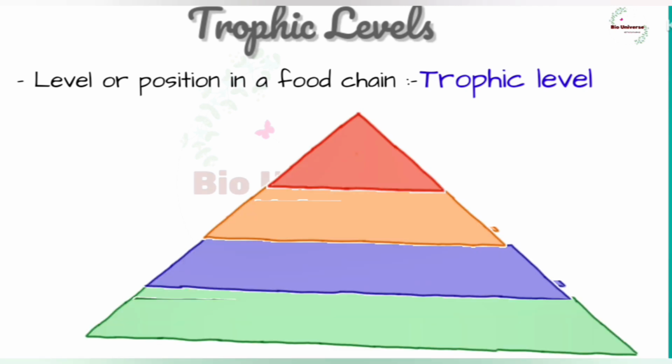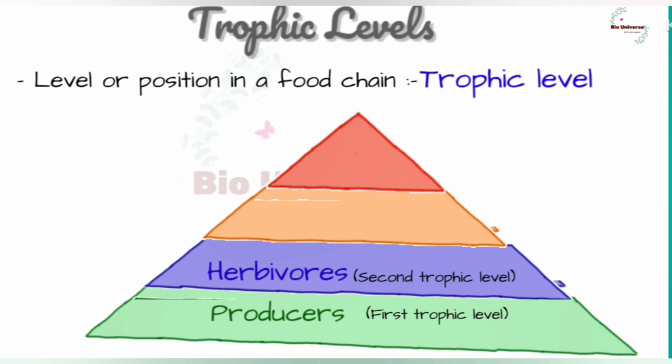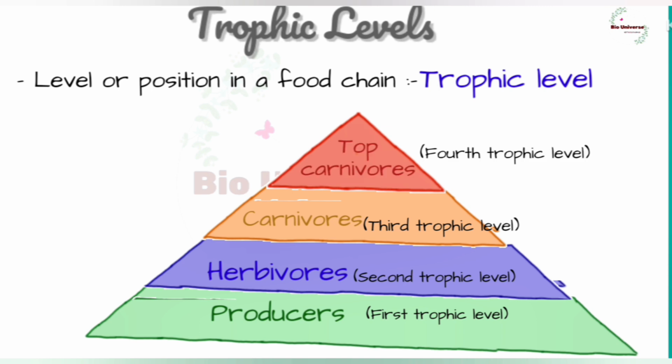The producers in a food chain are the first trophic level. The herbivores which feed upon the plants are at the second trophic level. The carnivores which feed upon herbivores are at the third trophic level, and so on. So each trophic level supports the one above it in terms of food.